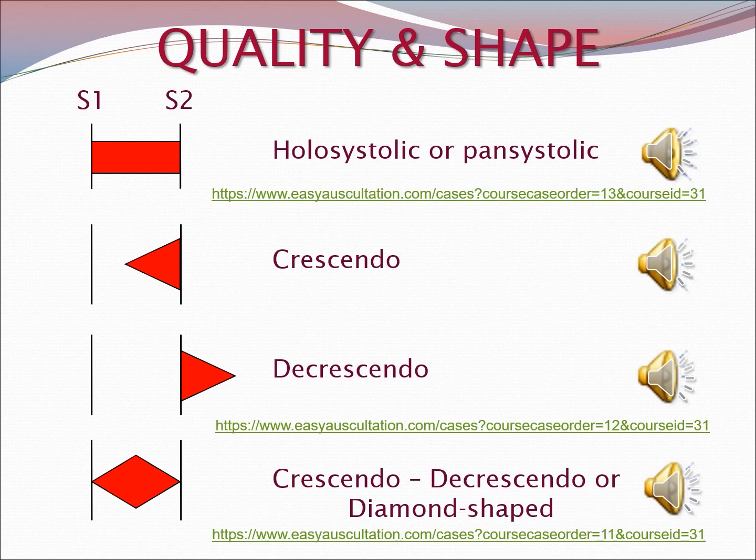The crescendo murmur begins in mid-systole and ends before diastole. Here's the crescendo murmur. A decrescendo murmur, this is an example of a diastolic murmur. And then the crescendo-decrescendo is also known as a diamond-shaped murmur. This is a systolic murmur.